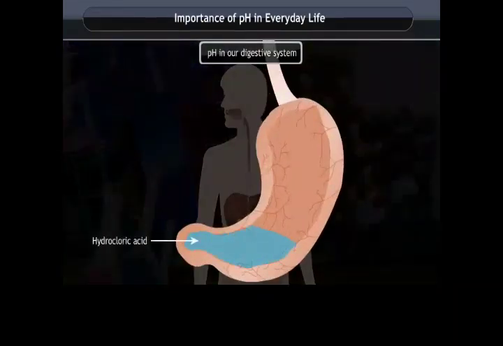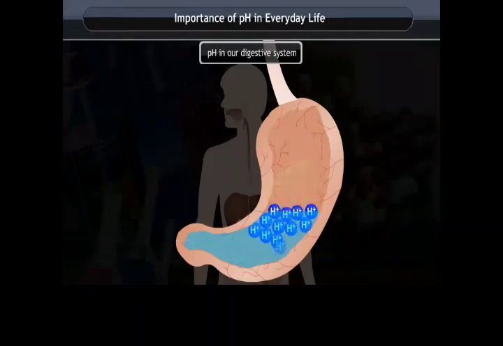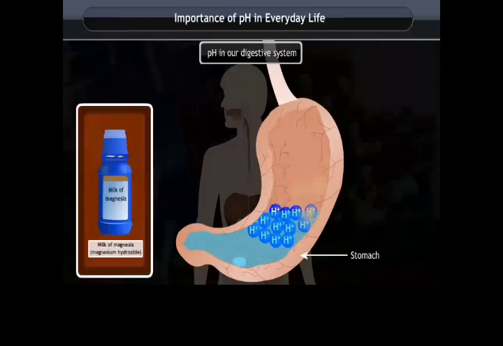Do you know that our stomach contains hydrochloric acid? Hydrochloric acid is essential for the digestion of food. Sometimes our stomach produces excess acid which causes pain and irritation. This condition is known as acidity or indigestion. To get relief from this condition, milk of magnesia is used as an antacid. Milk of magnesia contains magnesium hydroxide, which is a mild base. It reacts with the excess acid present in the stomach and neutralizes it. This is an example of a neutralization reaction, that is, a reaction taking place between an acid and a base.